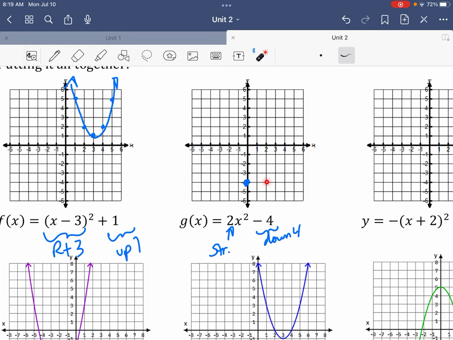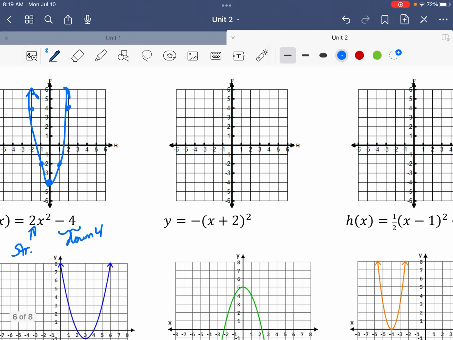I was going to go out 2 and up 1, 2, 3, 4, but now I'm going to go out 2 and up 8, right? Because I'm multiplying everything by 2. So there's that one, it just matches. All right, so look, it looks skinnier, it's a stretch.